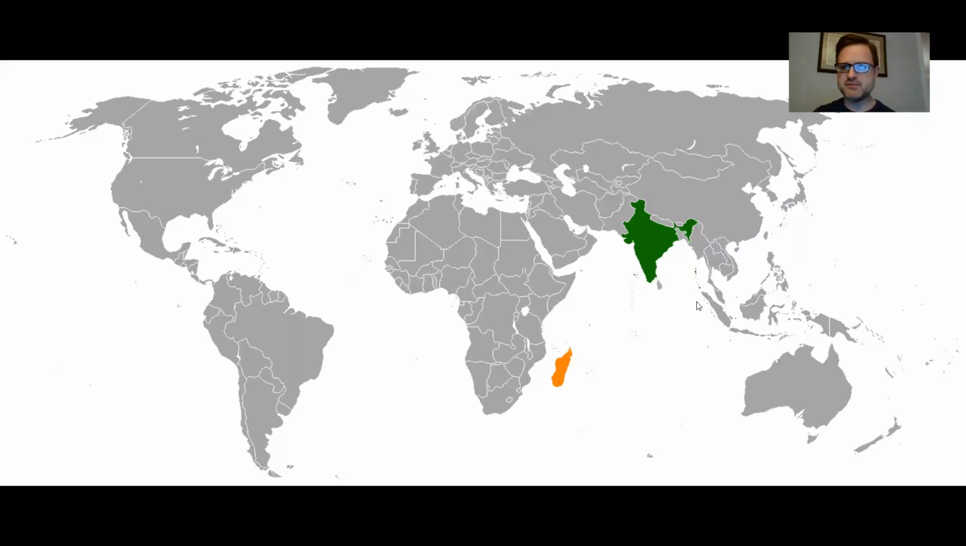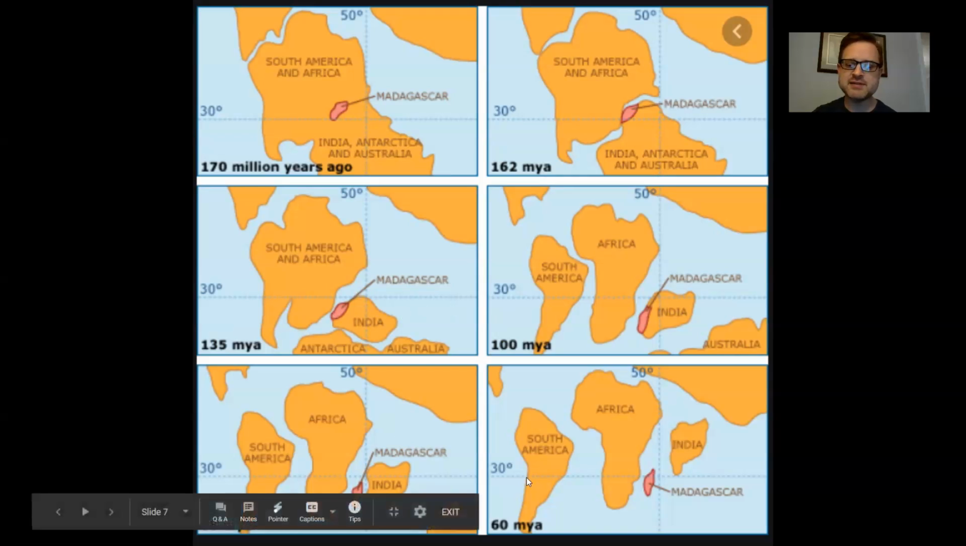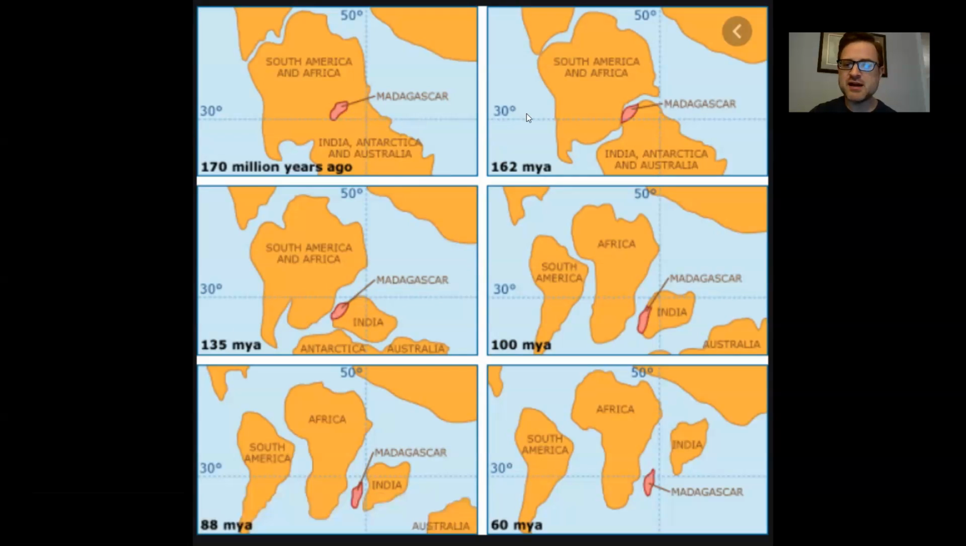You know, present day, here's Madagascar, here's India. They're very, very, very far apart, right? Just take a minute and look at this progression: 170 million years ago, 162, 135, 100, 88, and 60. And you can see where Madagascar was. Today, obviously, it's an island.